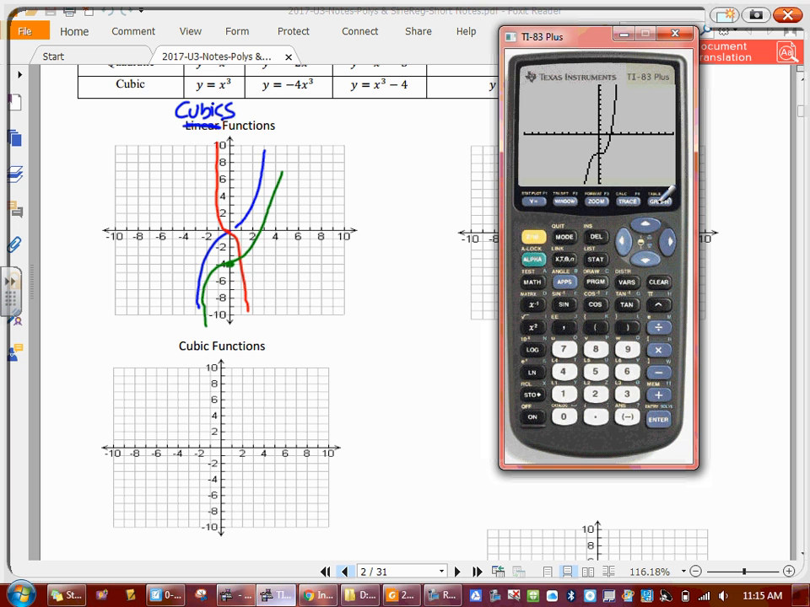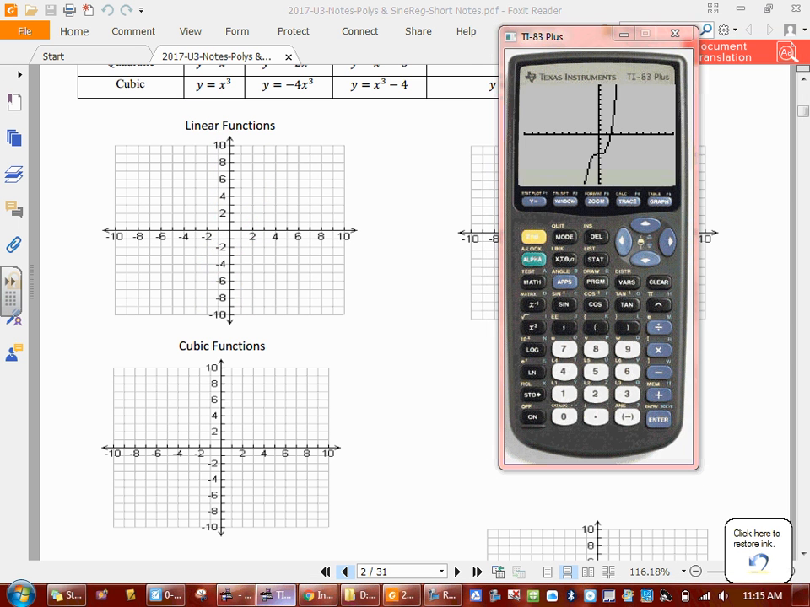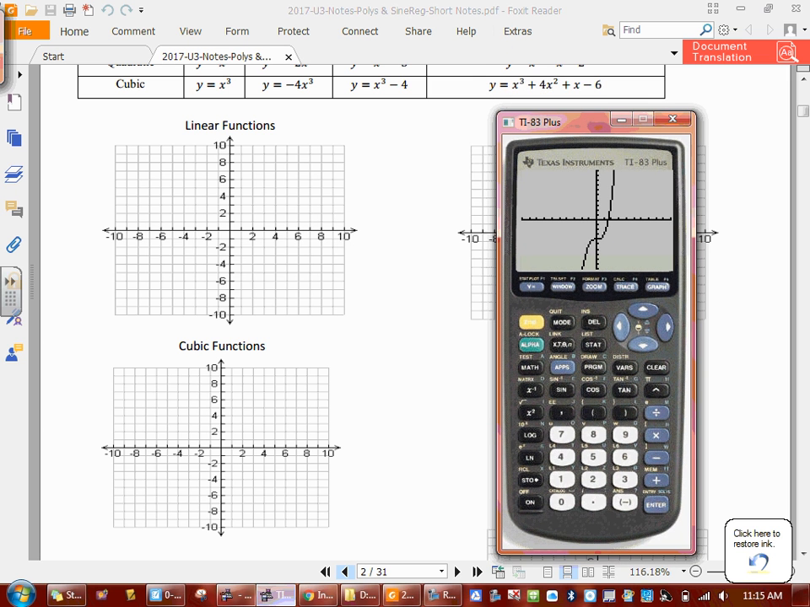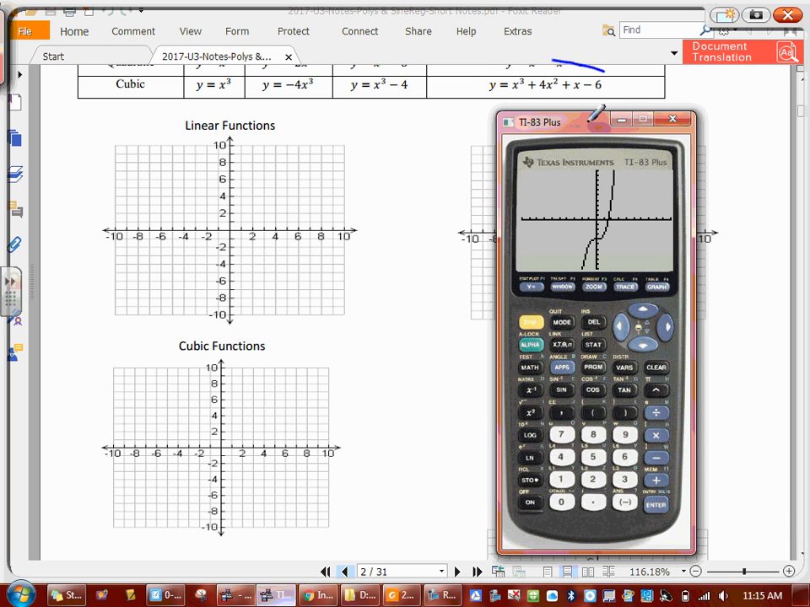Okay? The minute we show more terms in our equation, so we're now going to go to our y equals in our calculator again, and we're going to put in this equation. And we're going to make that one go into our y equals. Because we have an x squared term and an x term, that's going to make it change directions.